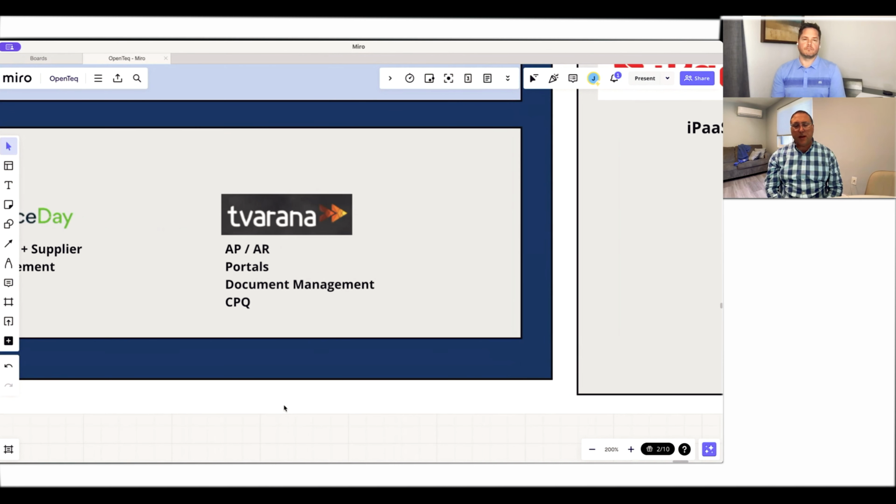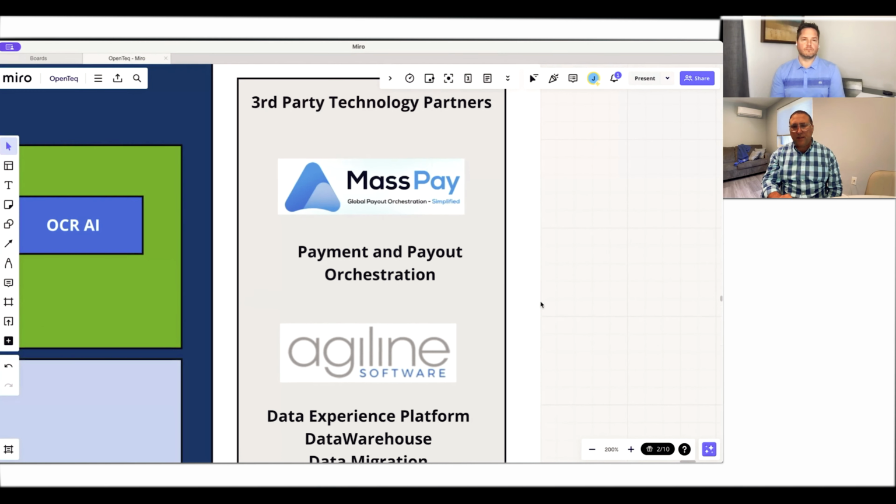We also have third-party technology partners here that plug into NetSuite through the RESTful API set, being able to supply AP/AR portals, document management, and even a CPQ. The first one is MassPay, which is payment and payout orchestration. This could be very crucial to a franchise, because MassPay can provide a very significant layer of payment orchestration, where that tokenization can glean a lot of really interesting information about the patrons of the franchisees' locations, and then be able to identify, through different algorithms, loyalty, as well as customers at risk.